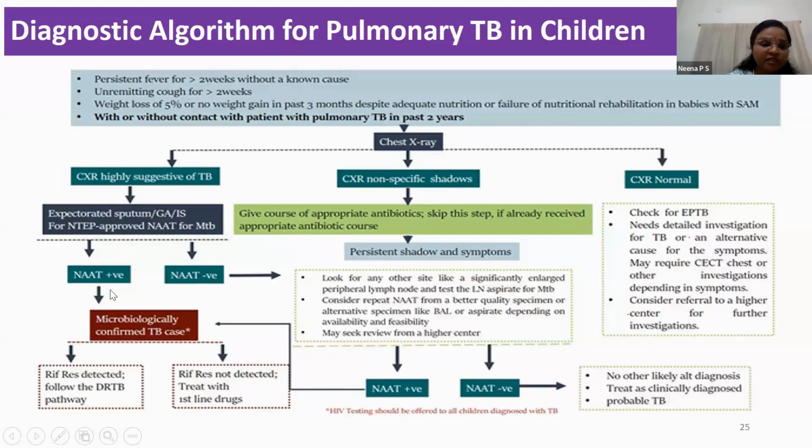If the NAT comes as positive, you can treat as a microbiologically confirmed case. If the NAT comes as negative, or the X-ray is showing non-specific shadows, you can try a course of antibiotics and repeat the NAT. And if it is still confusing, then you can go for a bronchoscopy, BAL, and the sample can be sent for NAT. The message is that you always have to make an effort for microbiological confirmation. At times, if it is not feasible, then you can go for a CT scan and make a diagnosis based on clinical grounds, if no microbiological confirmation could be obtained.